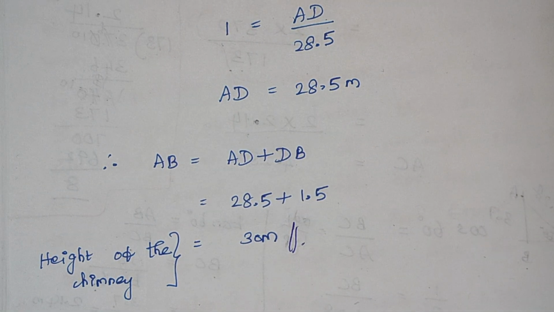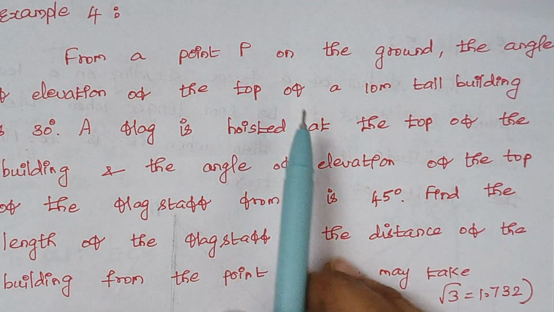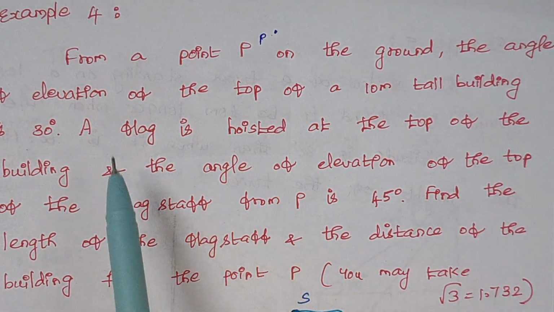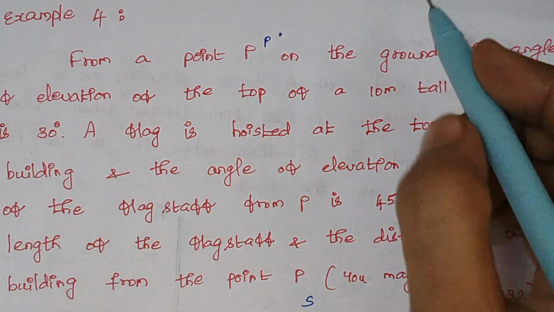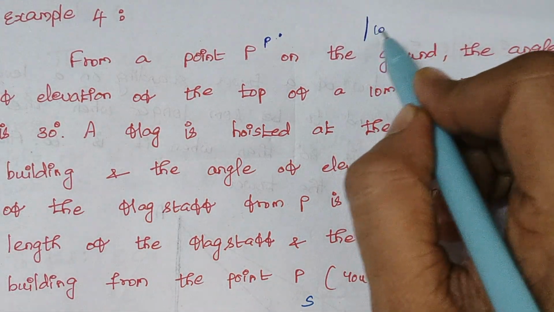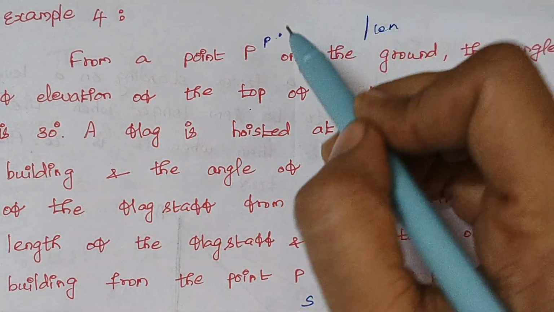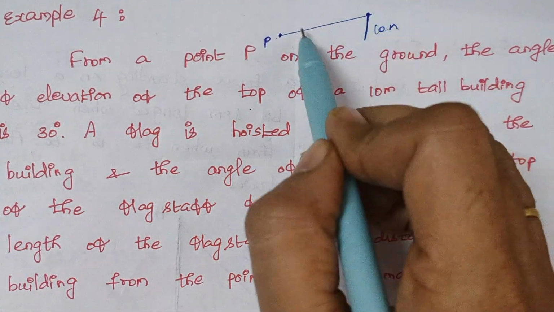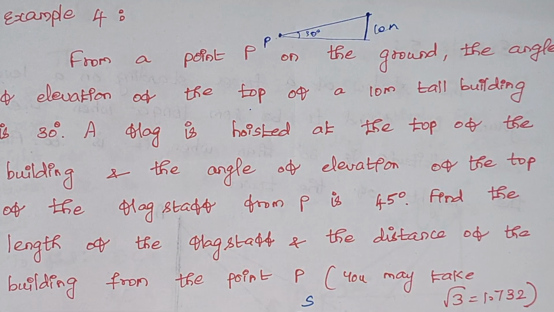Now we will move on to our next problem. Problem 4: from a point P on the ground, let this be the point P, the angle of elevation of the top of a 10 meter tall building is 30 degrees. So there is a building whose height is 10 meter, and from here the angle of elevation to the top of this building is 30 degrees.